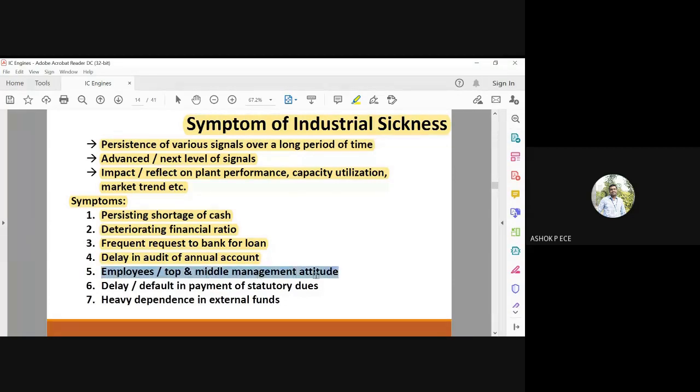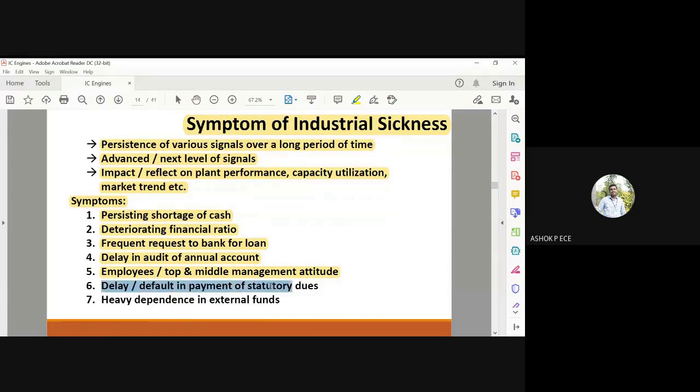Employees, top and middle level management attitude. Sometimes employees without salary will not be fully concentrating on their work. So it is their attitude. You cannot blame them because you have not paid their salary. The top and middle level management will not work as you want because you have not paid their salary. Their attitude will matter a lot during this time.